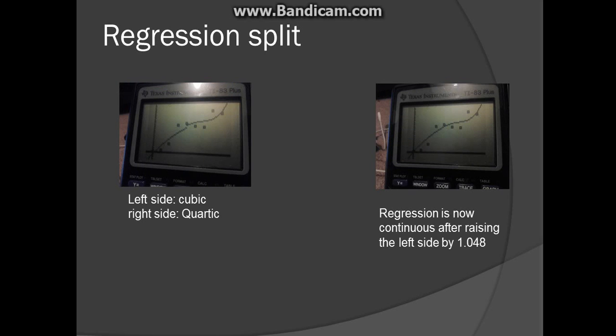I found the values of both lines at the point of 80. Subtracted them from each other, got a difference of 1.048. Raised the left side by 1.408. And I now have a continuous graph, as you can see right here.